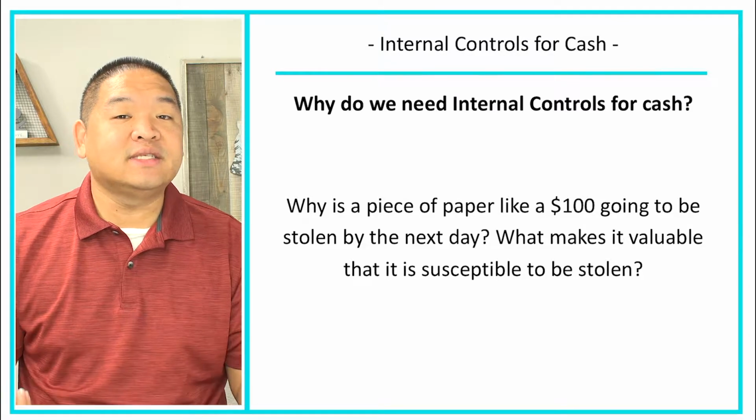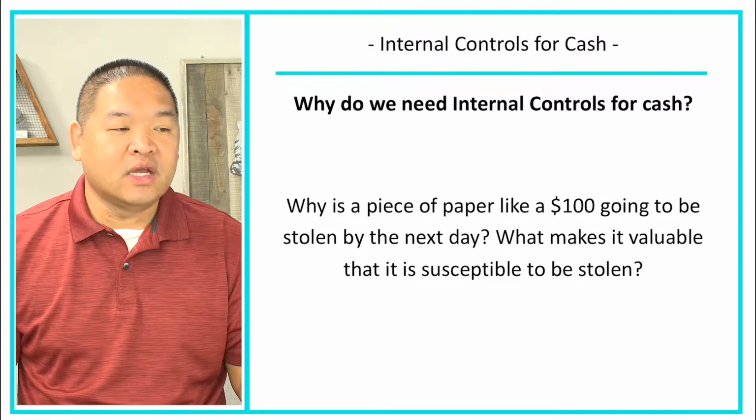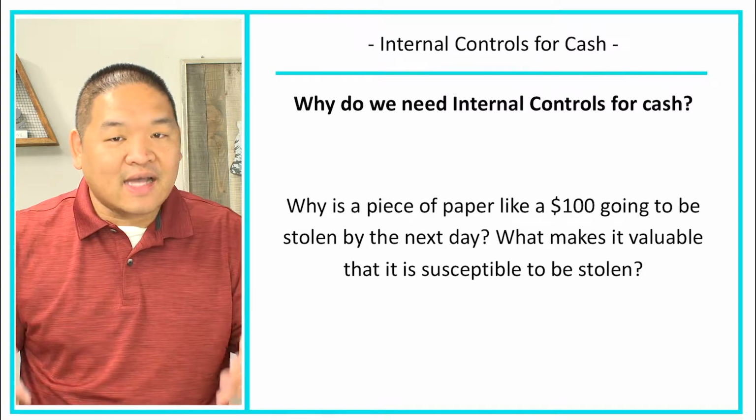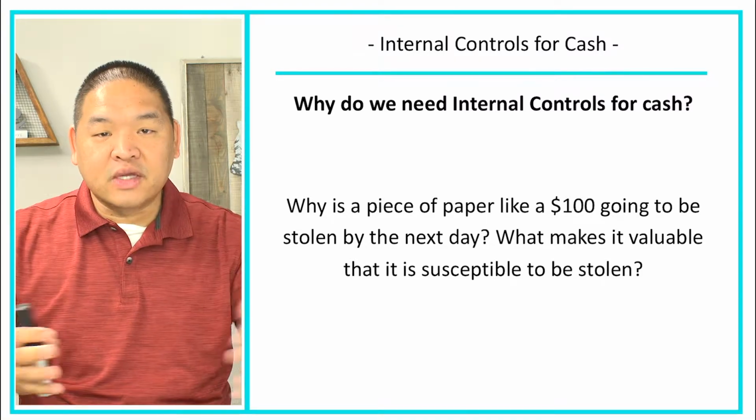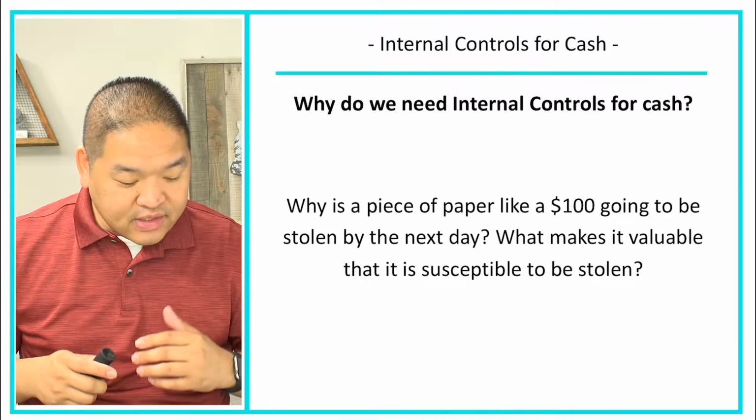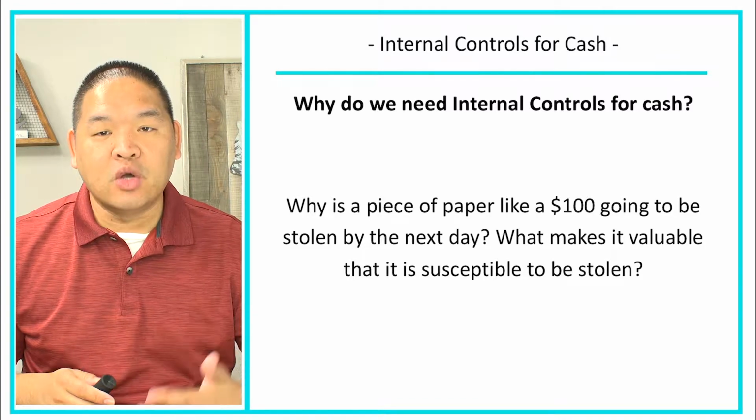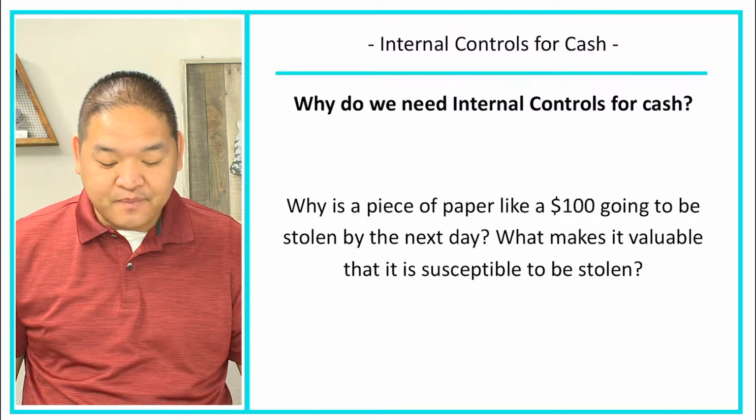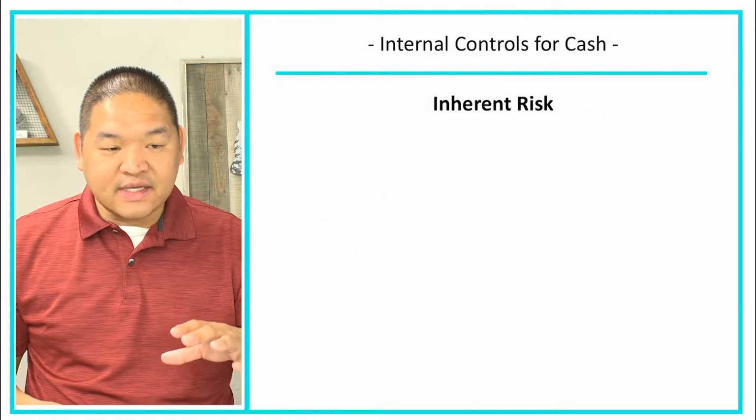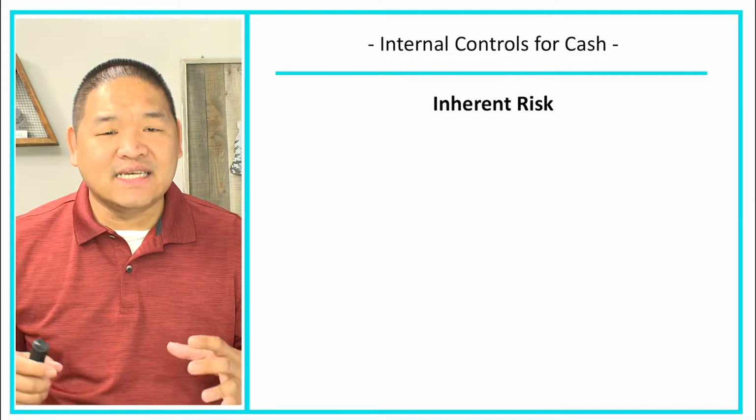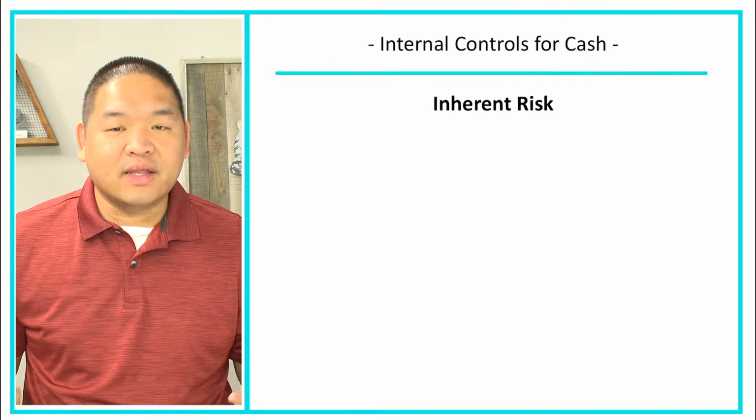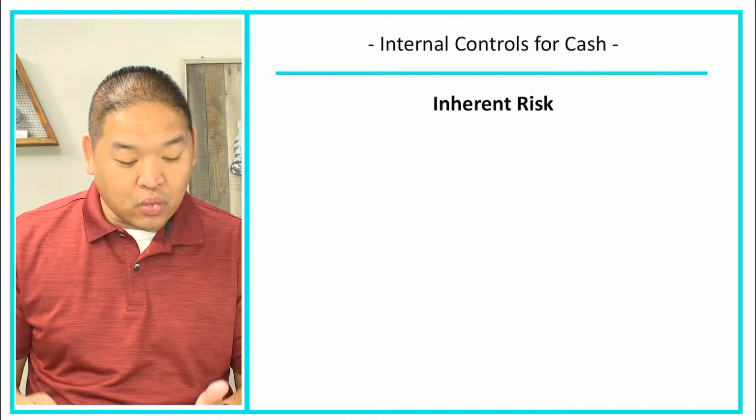It was an easy idea to talk about, right? Because if we put $100 there, there is a high chance, and we would all agree, that it would get stolen. And so this is where internal controls are most important when it comes to cash. So what is that idea that this $100 bill could be stolen very quickly? Well, it has an inherent risk.